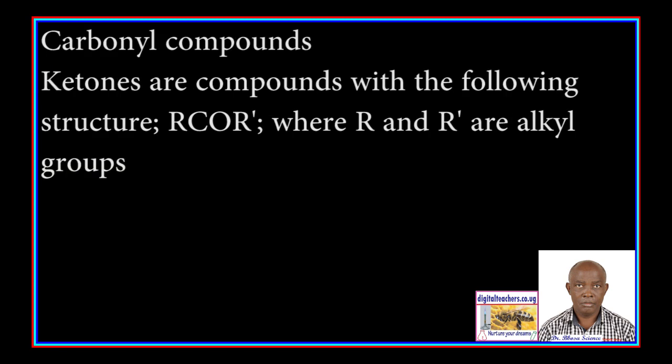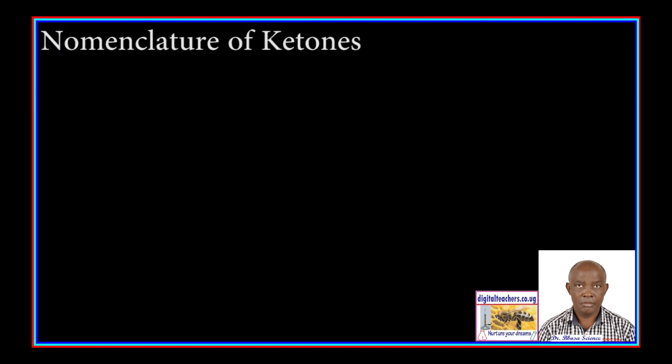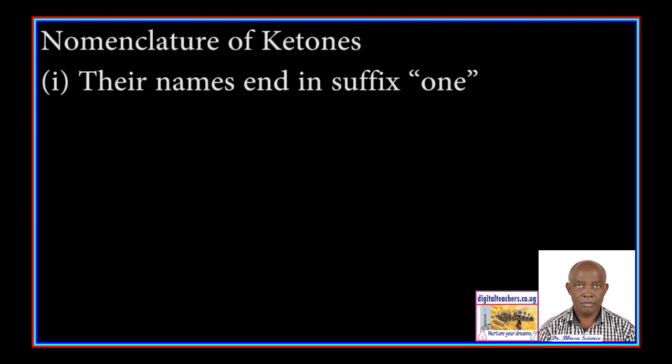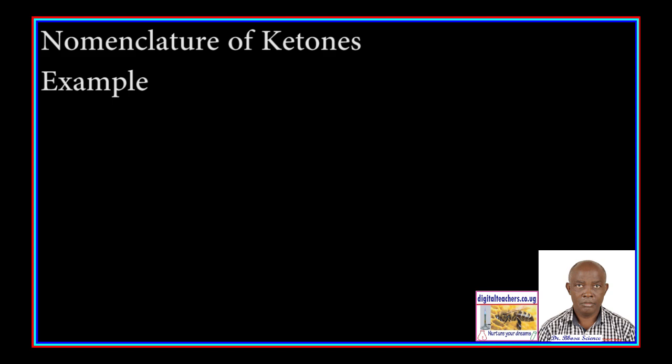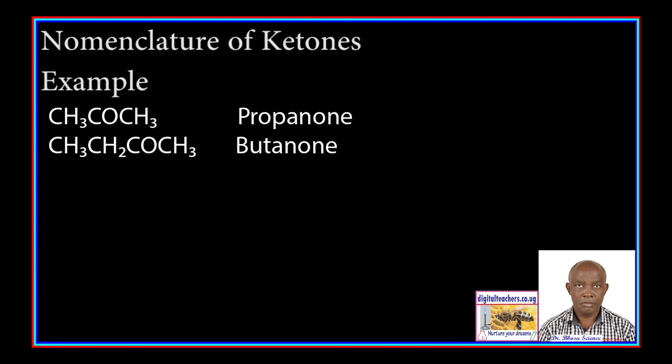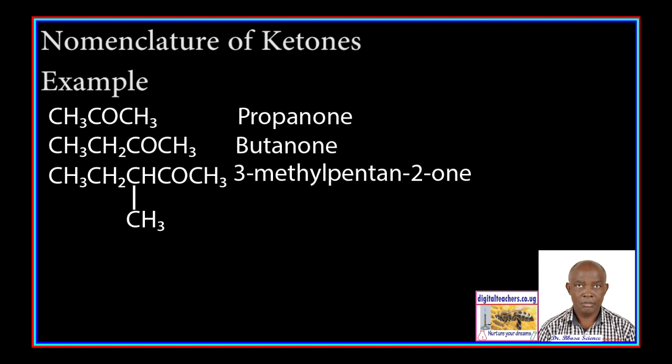Ketones are compounds with the following structure, where R is an alkyl group. Nomenclature of ketones. 1. Their names end in the suffix ONE. 2. The position of the ketone group is given by the lowest number. For example, propanone, butanone, 3-methylpentan-2-one.